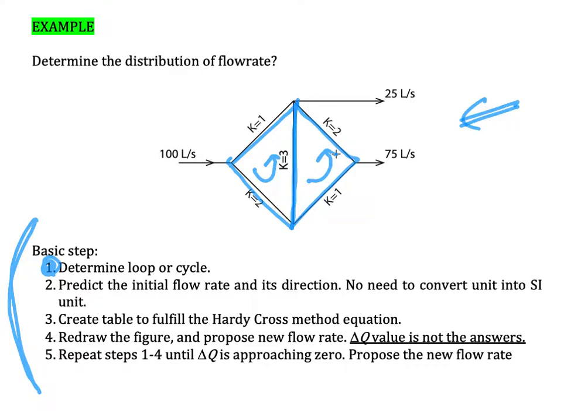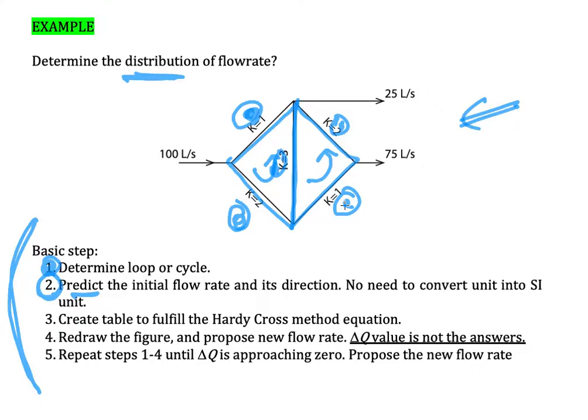The second step is we need to predict the initial flow rate, because the question is we need to determine the distribution of flow rate. This means we need to determine the flow rate here, here, here, and here. So we have 5 pipes, and we need to determine 5 flow rates. In this situation, you need to predict first what the flow rate is at this pipe, and all the pipes here.